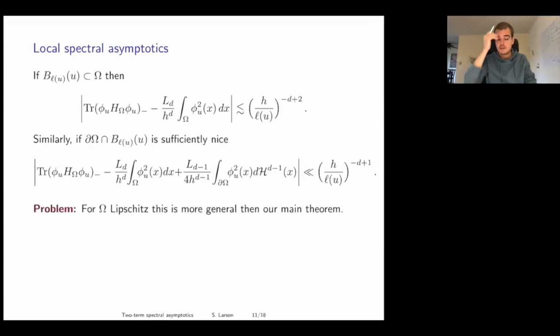Unfortunately, in the Lipschitz setting, these local problems at the boundary are no better than our global problem. In fact, this here is a more general statement than what we want to prove. We have changed our operator to a non-constant coefficient operator, and we want to prove a two-term asymptotic expansion for that. So this is more general than what we actually want to prove. So how have we actually gained anything here?